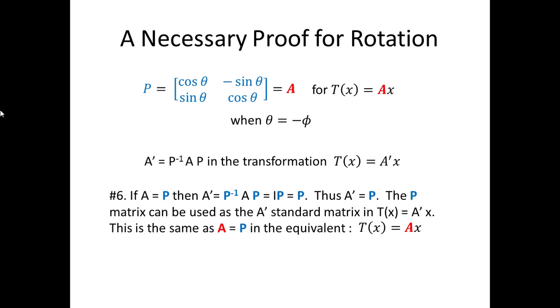So if A equals P in that system, then A' equals the inverse of P times P, and then times P again, which is the identity. P inverse times P gives you the identity matrix I. So I P equals P. So in that case, A' equals P. The transition matrix can be used as the A' standard matrix in the transformation T(x) = A' x. So this is the same as A equals P in the equivalent transformation T(x) equals the standard transformation matrix times x. That happens when the angles are equal and opposite.